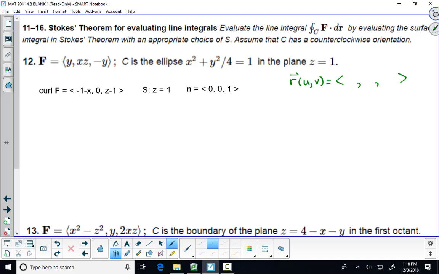u, v, 1. So close. Very close. Because when you take r sub u cross r sub v, you would also get 0, 0, 1. So that will give you the same exact normal vector. It doesn't matter which way you go.